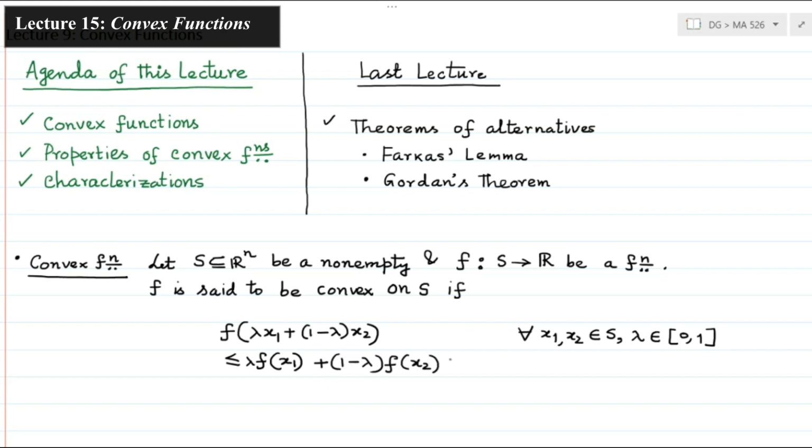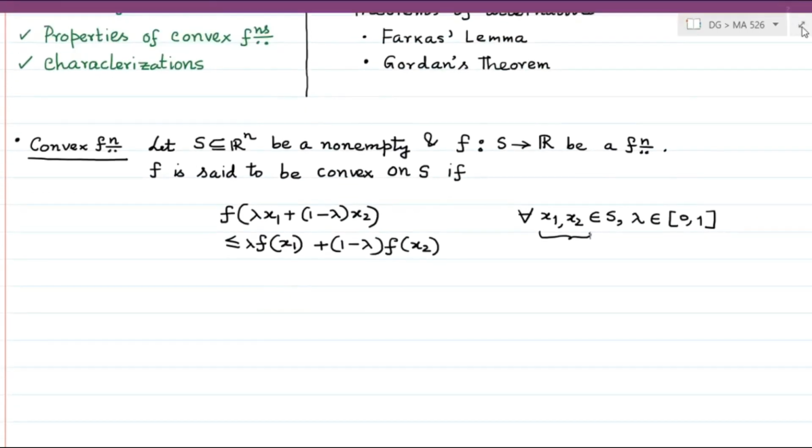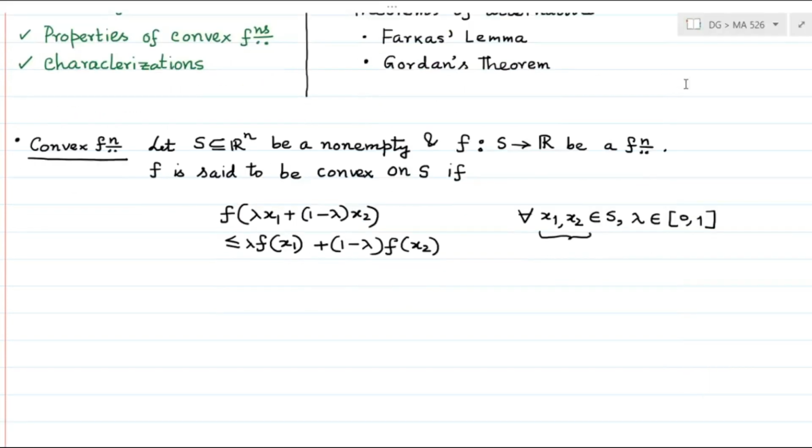If this inequality holds for any pair of points x1, x2 in the set S and for any lambda between 0 and 1, then we say a function f is convex. Now, what is the geometrical essence of this definition? For the geometrical essence, we note the following. What does this inequality mean?